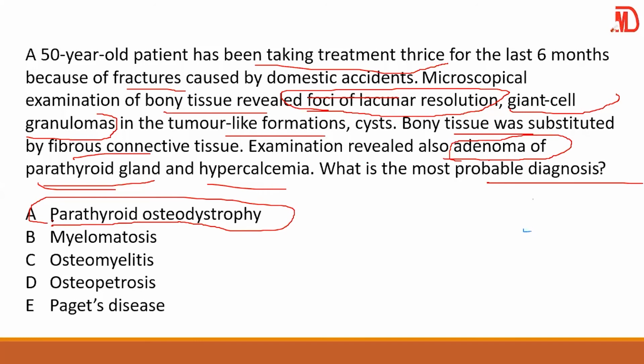Now, hypercalcemia, of course, is also due to the adenoma. And this is possibly causing hypervitaminosis. And this can lead to increased bone resorption. When we say bone resorption, it means bone destruction. It can destroy the bone. And that is why the bone is being replaced with fibrous tissues. So here we are thinking of parathyroid osteodystrophy. So your answer is A.